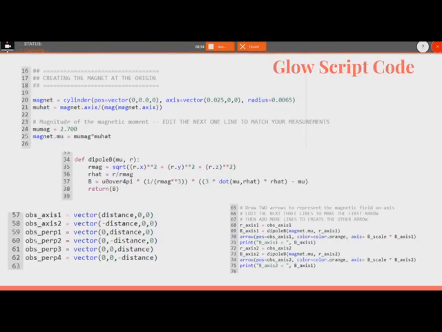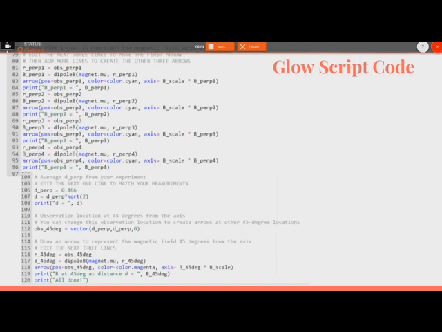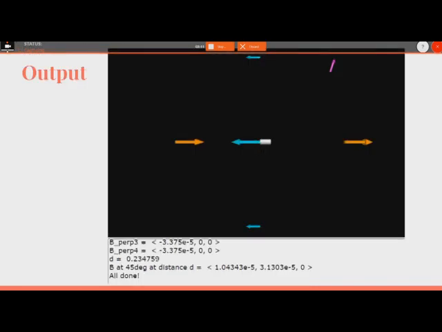And then here's some of my GlowScript code where I created a function for dipole B with mu and r, and then I was creating some arrows. And then here's the rest of the code where I created more arrows and was creating my visual. And so here's my output where I found that D is equal to 0.2347 and the magnetic field at distance D. And then here was some nice representation of that.